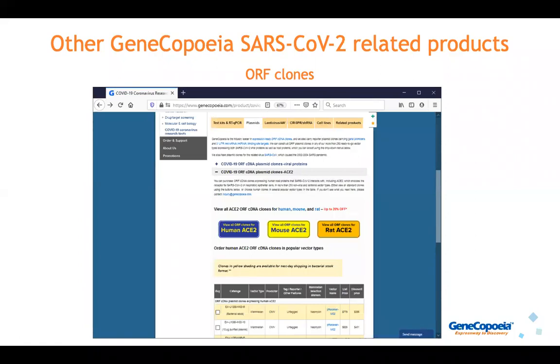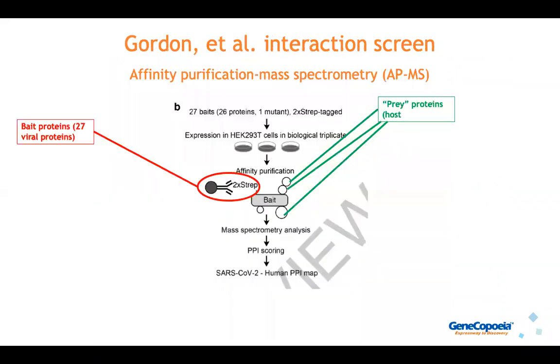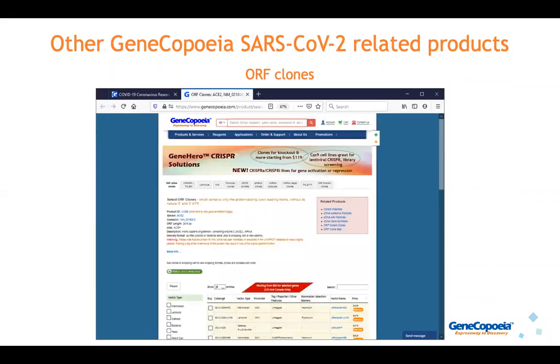We also have several pre-made clones for various host factors, such as human, mouse, and rat ACE2. As shown on the website right here, we have a number of pre-made vectors that are ready to go. They're in stock, so all you would have to do is order them, and you would have them in 1 or 2 days. We have those for the human host factors such as human ACE2 and TMPRSS2, as well as other human host factors.